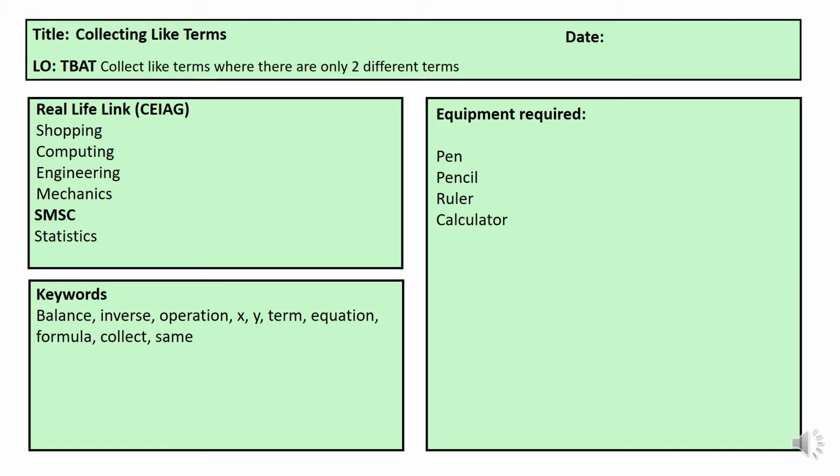In today's lesson you'll be able to collect like terms where there are only two different terms, okay? And the uses of this can be in mechanics, engineering, computing and so on. As for the keywords, it will be things such as equation, formula, balance, x, y terms and unknowns.